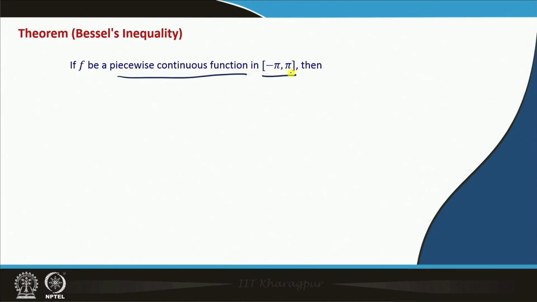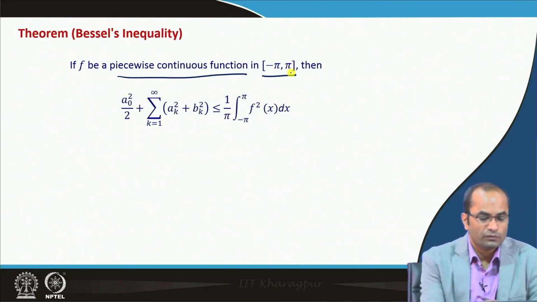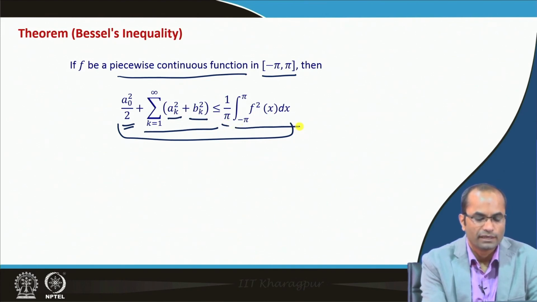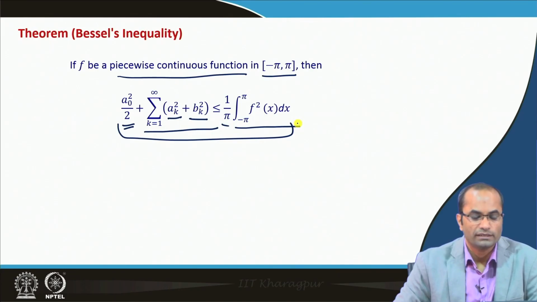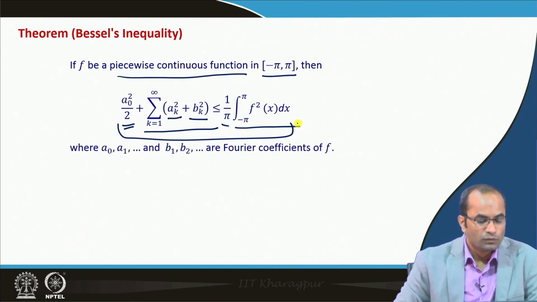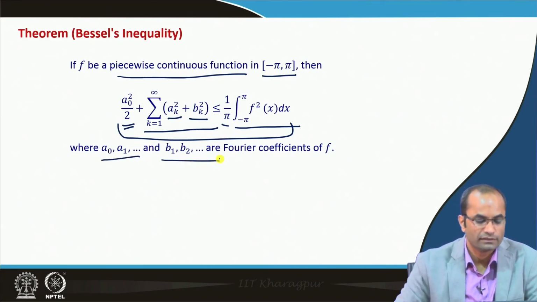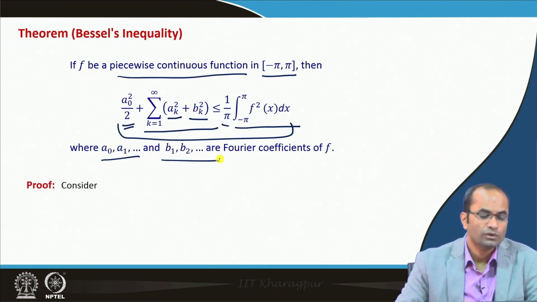So, the first theorem we have is on Bessel's inequality, which says that if f is a piecewise continuous function in the interval minus pi to pi, then we have the following inequality: a naught square by 2 plus the summation from k equals 1 to infinity of a k square plus b k square is less than or equal to 1 over pi times the integral from minus pi to pi of f square x dx, where these a's and b's are the Fourier coefficients of f, as in the standard notation. We will look into the proof of this theorem, which is not very involved.